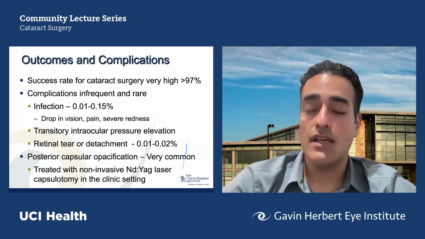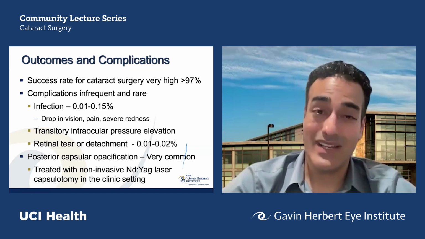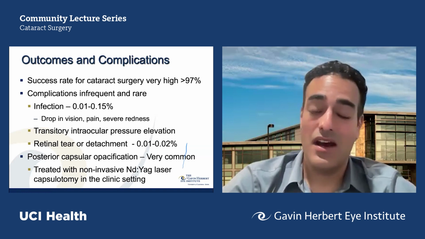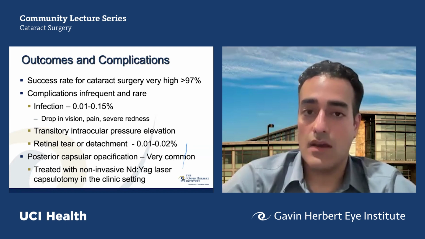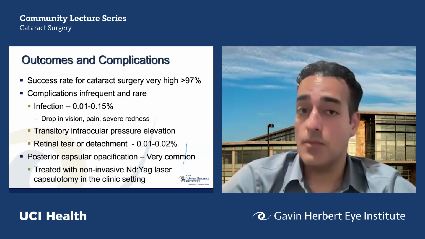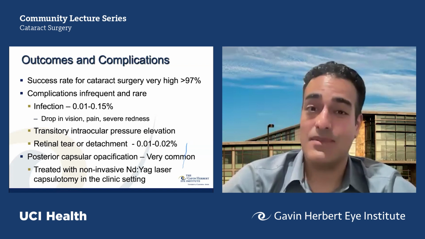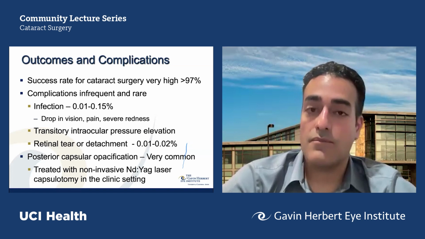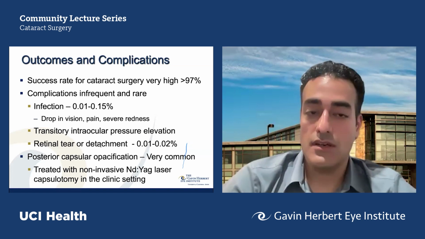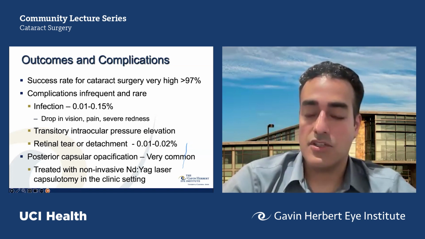The great news here is that with a laser procedure that we do in clinic, it takes just a little over a minute to do. We can take the vision back to what it was right after the cataract surgery. And this is usually something that our patients have to have done once in their life. Sometimes it could occur a few months after cataract surgery. Other times it happens 10 to 20 years after cataract surgery. But once again, nothing that would permanently affect vision. And it's a non-invasive procedure that we can do that's covered by insurance to clear that.